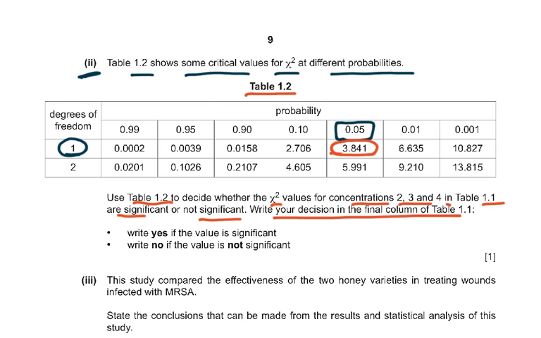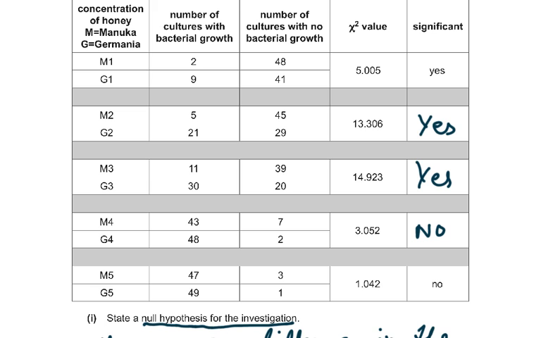Now how do we read this? Now you have to understand how we read this. You see, if the value is more than the critical value, then you reject the null hypothesis. That means it is significant. If the value is less, then you accept the null hypothesis, which means it is not significant. So here you have to write, because this is all more than 3.8. This is more than 3.8. So this is yes, yes. And this is less than 3.8. So it is no. This was also more than 3.8.